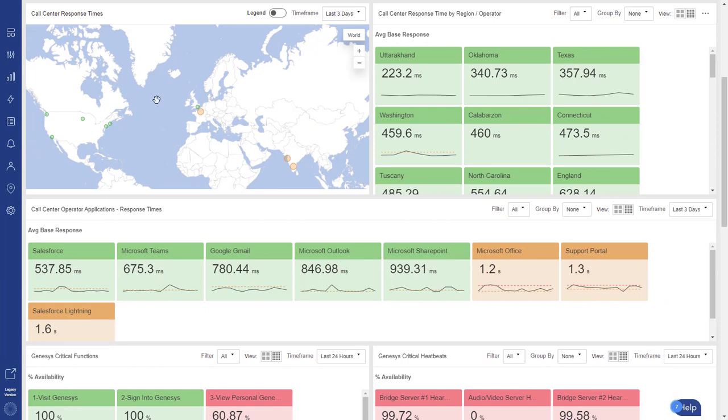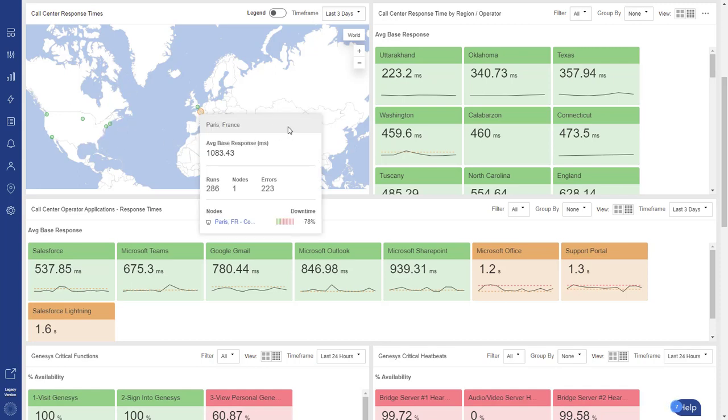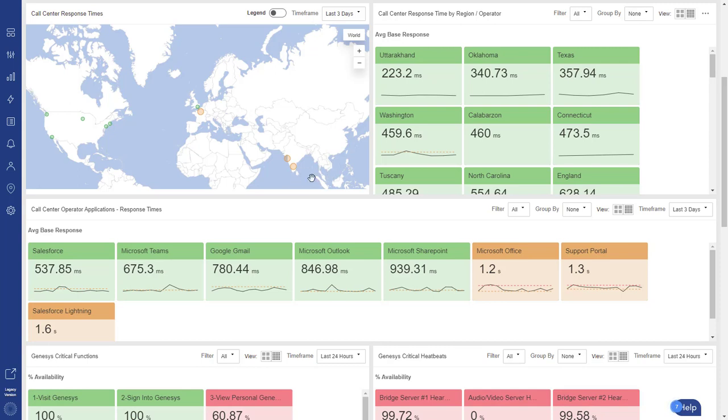Here we're looking at our call center response times, and I can see the US is doing well, Paris, France is having some issues, and so are the call centers in India. So now I know where to focus my attention.